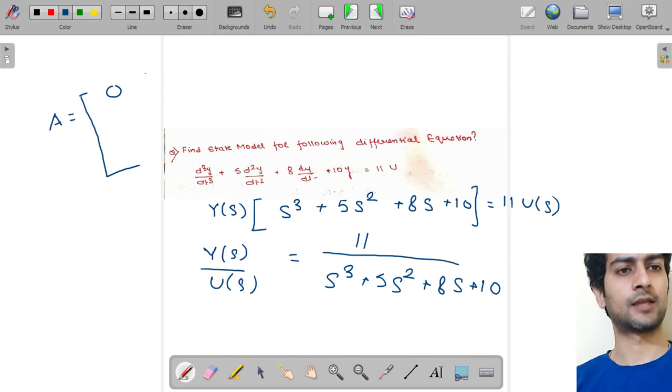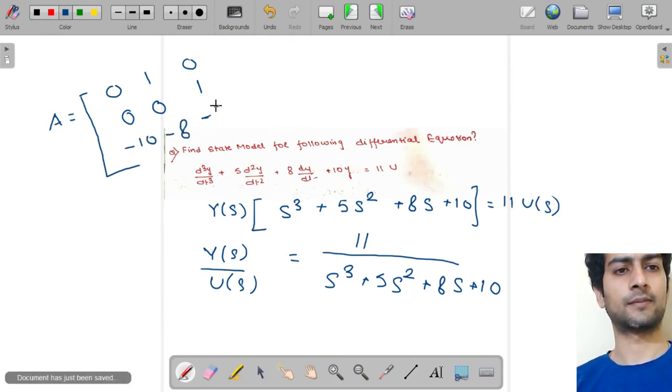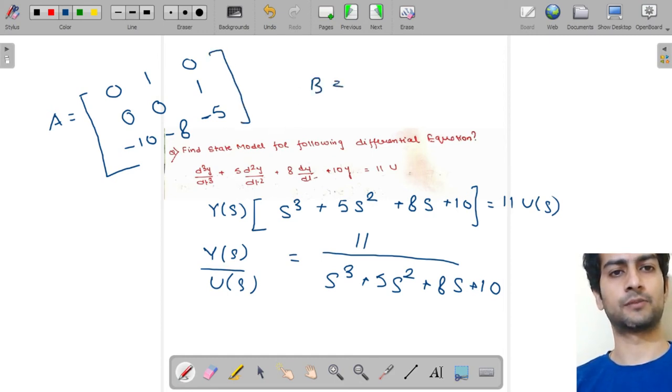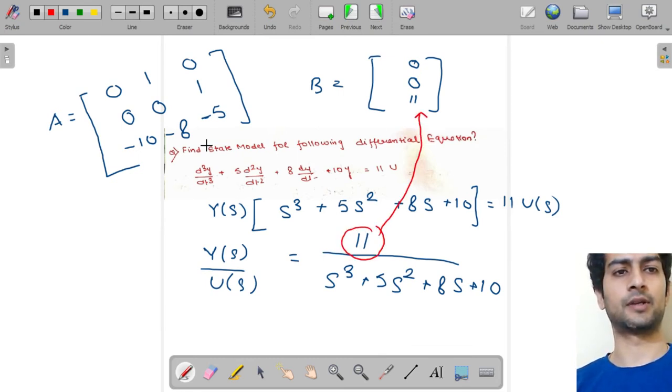Order is 3, okay. 0, 1, 0, 0, 0, 1. Then I will get minus 10, minus 8, minus 5. This will be my matrix A. My matrix B will be 0, 0, 11. 11 is the gain. Gain will come here. Then coming to matrix C.